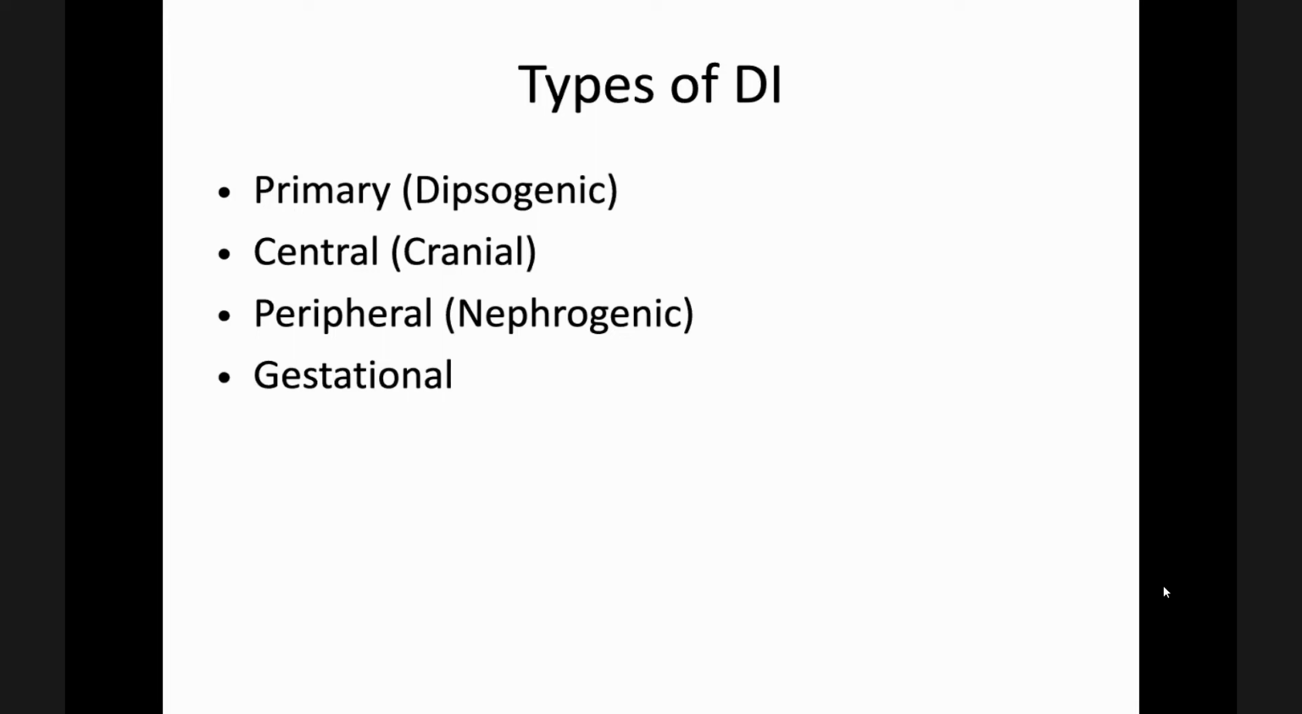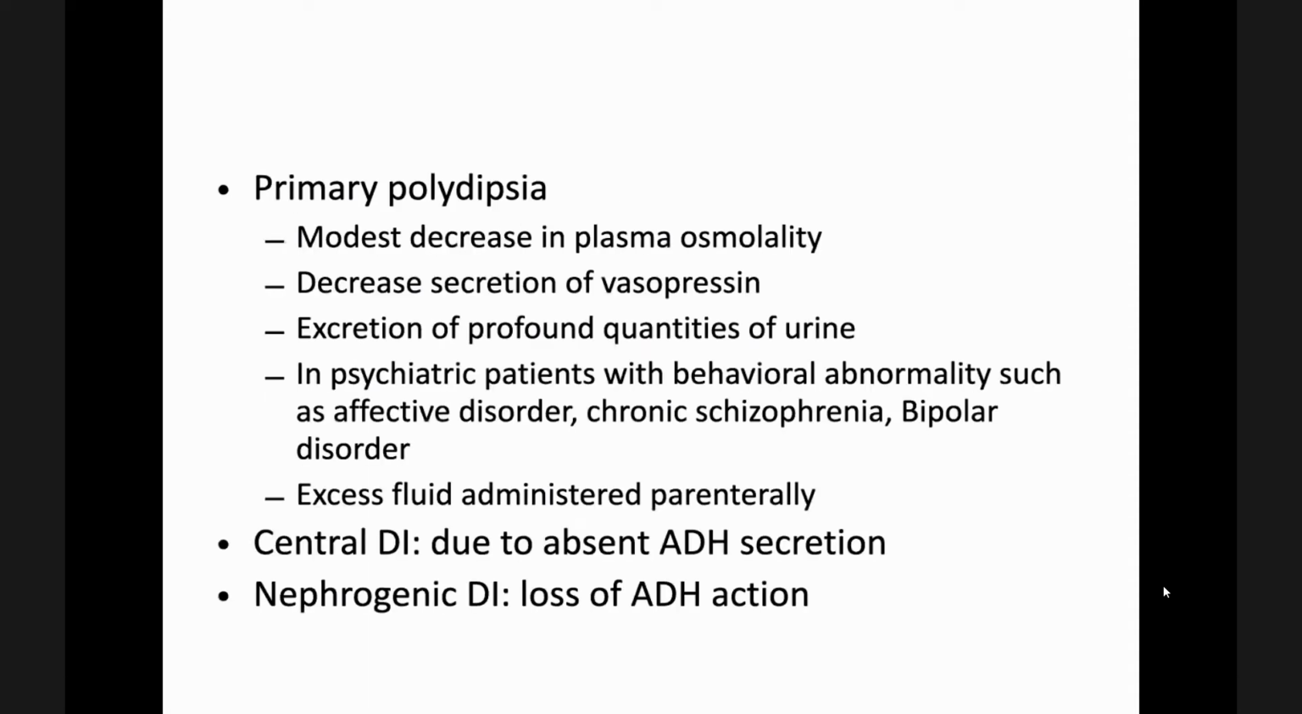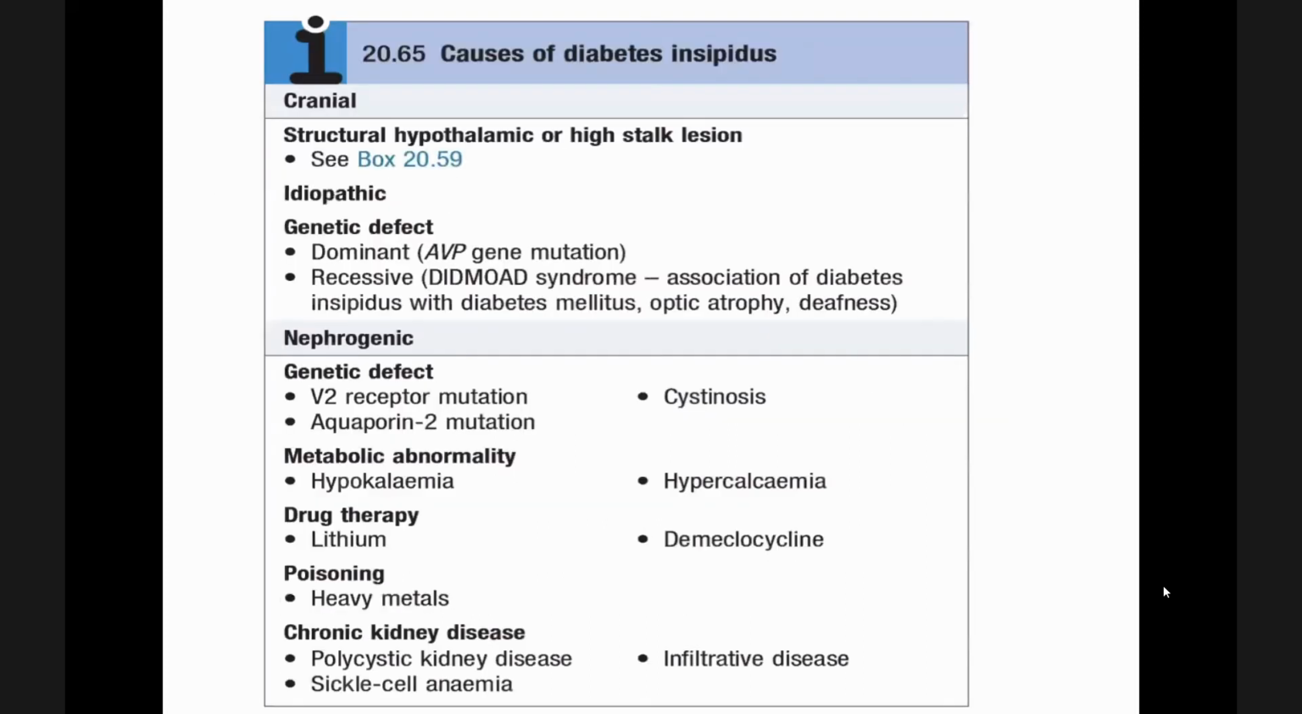And primary means psychogenic, the patient himself has psychological problems, or the patient takes too much water, which causes diabetes insipidus. So primary polydipsia, usually in a case of psychiatric patients like affective disorder, chronic schizophrenia, or bipolar disorder. And central diabetes insipidus is due to absent ADH secretion, which I have already said.